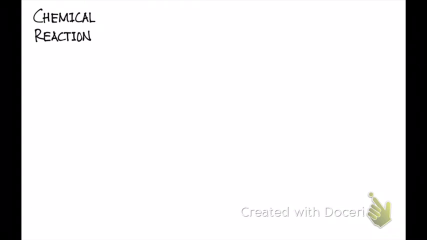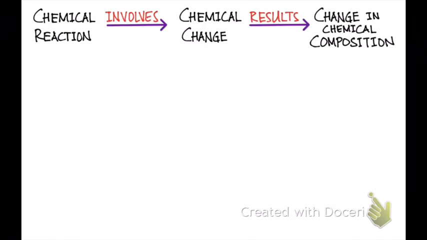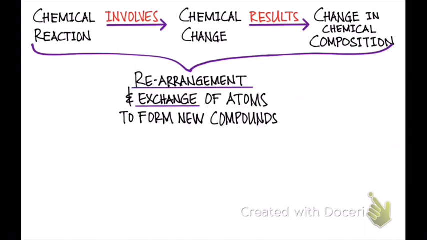All chemical reactions involve a chemical change, and a chemical change is basically associated with a change in chemical composition. In the previous lesson, you learned the different evidences of a chemical change, like gas bubbles, permanent color change, energy change, and formation of a solid precipitate. All of these terminologies are basically synonymous with each other. They all mean the same thing because it results in the rearrangement of atoms to form an entirely new compound.